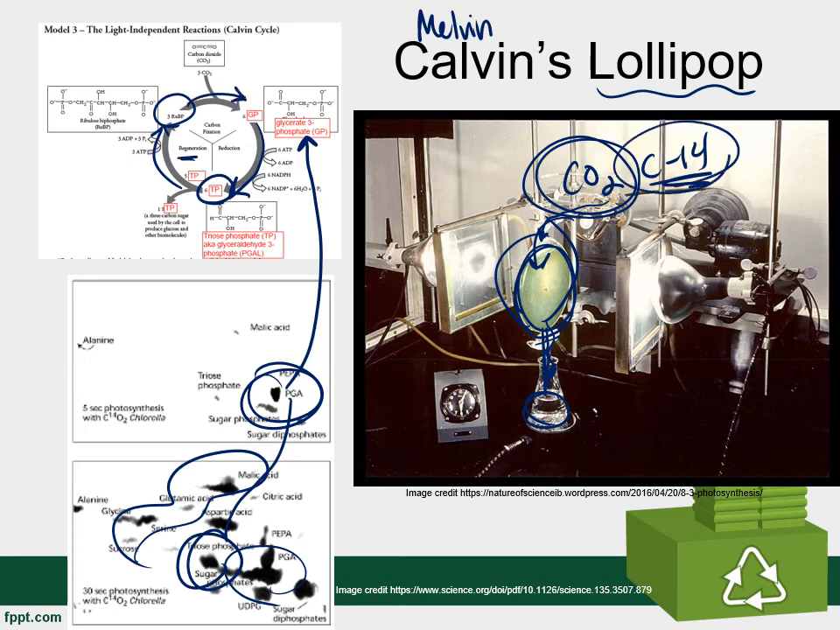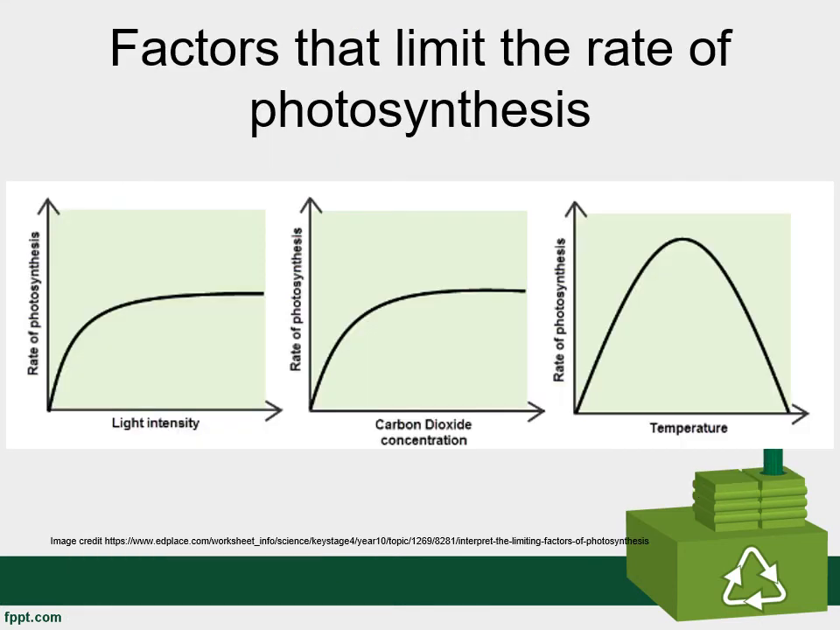So by adding carbon-14 in carbon dioxide to the algae, Calvin was able to figure out the different steps in Calvin's cycle. And that's why we call it Calvin's cycle. As with many of our biological processes, we can change the rate of photosynthesis, right? And there are lots of different things that can change how fast photosynthesis occurs. Light is one of them, of course.